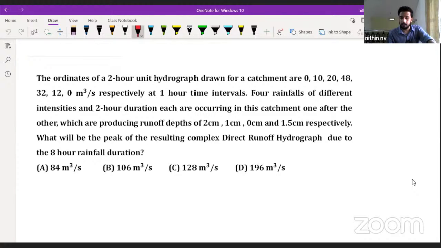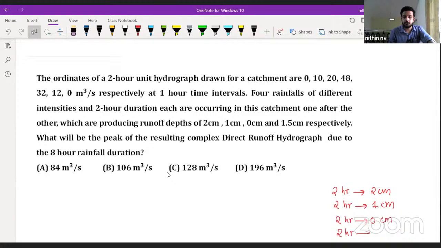Have you taken down the data and understood what is the change in this question? They have given a 2-hour unit hydrograph and different runoff values also given. For the first 2 hours, we have 2 centimeter runoff. For the next 2 hours, we have 1 centimeter runoff. For the next 2 hours, we have 0 centimeter. No runoff has been produced. For the last 2 hours, we have 1.5 centimeter runoff.